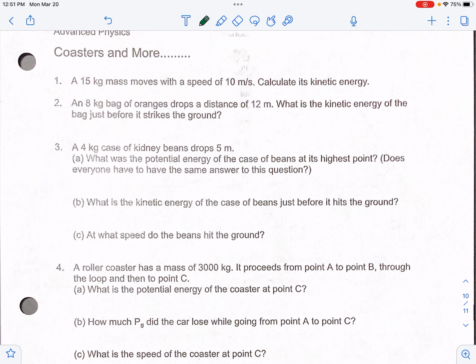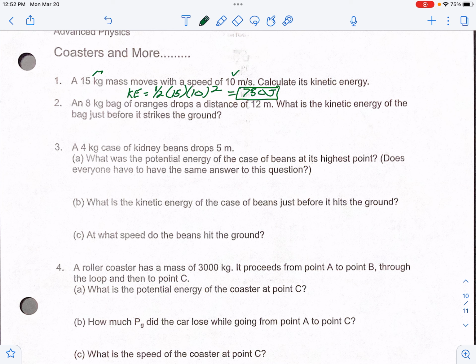Okay, moving on to the next one. So number 1, a 15 kilogram mass. Okay, so I have mass with a speed of 10 meters per second. So I have velocity. Calculate the kinetic energy. So kinetic energy equals 1/2 mv squared. So 1/2 my mass, which is 15, my velocity is 10, and that is squared. So that's going to equal out to 750 joules.